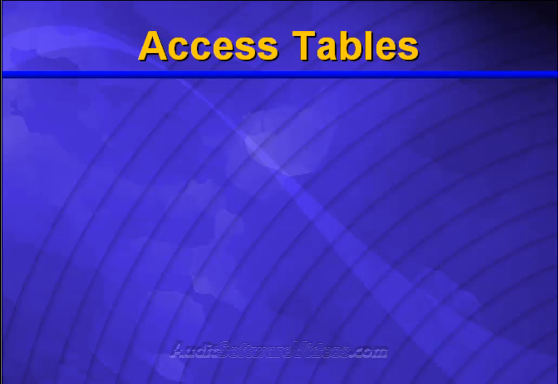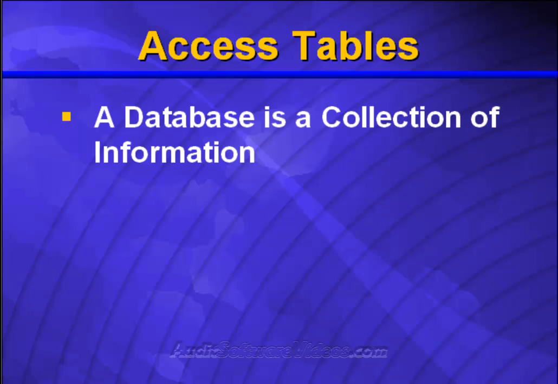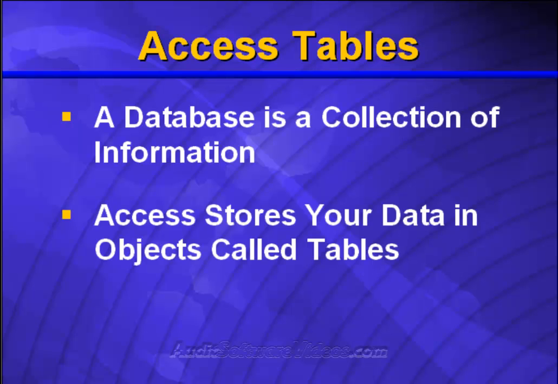Access tables. A database is a collection of information. Access stores your data in objects called tables. A table holds related information organized in columns, fields, and rows, records. Let's open an Access file and explore the objects that the file is comprised of.